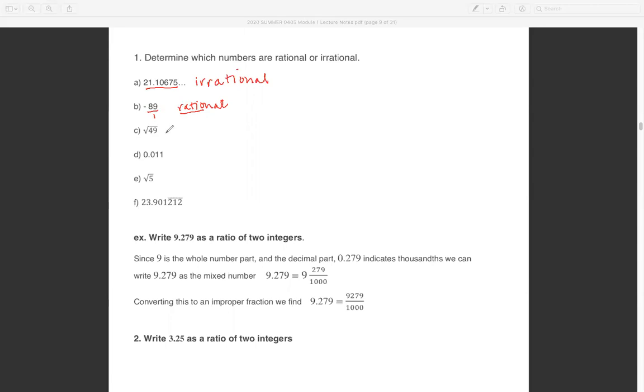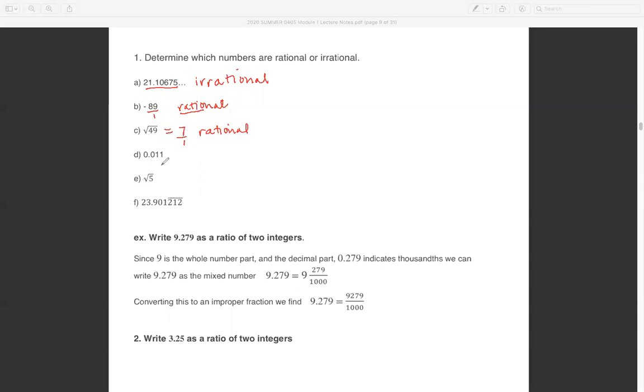Here, square root of 49, that square root of 49 is just a perfect square. So that means the root or base for the square root of 49 is just positive 7. So if we wanted to make it into a ratio, you can just put it over 1, so that's rational. You don't have to do this part. I'm just showing it in fraction form.